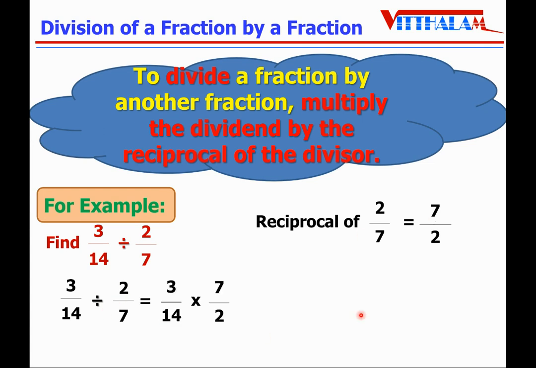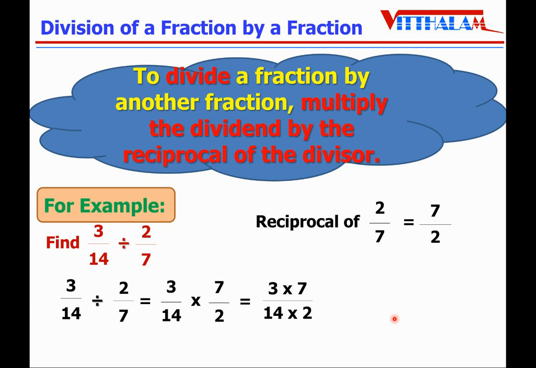Now it's a multiplication. We have removed the sign of division. And multiplication we know: multiplication of two fractions is equal to the multiplication of the numerators upon the multiplication of the denominators. That's why the next step will be equals to 3 into 7 upon 14 into 2.